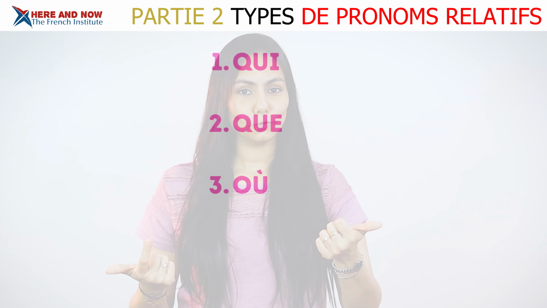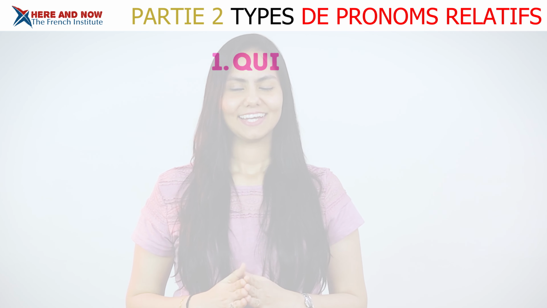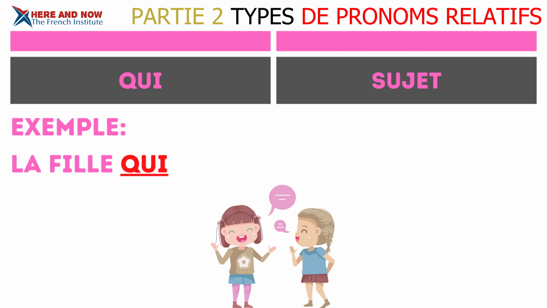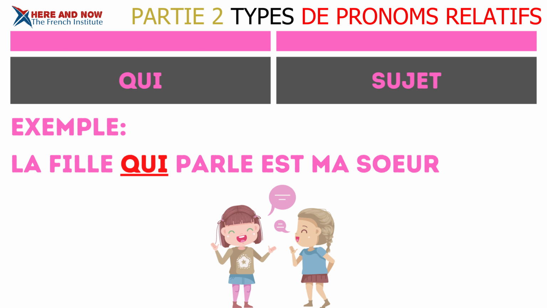Qui, que, où, dont. Each relative pronoun must be replacing something by bringing precision. Now let's see what they replace and what precision they bring along. So, pronom relatif 1 of 4, qui. Qui replaces the subject in a sentence. For example, la fille qui parle est ma sœur.